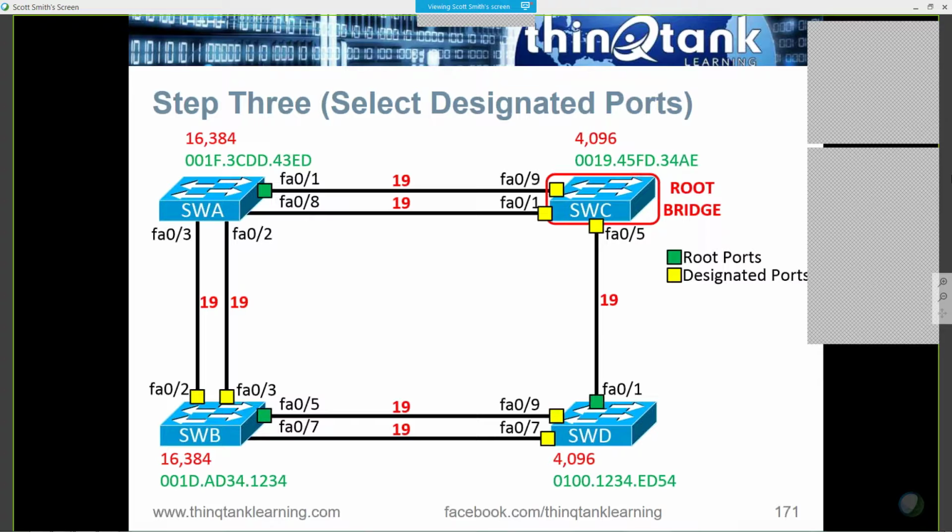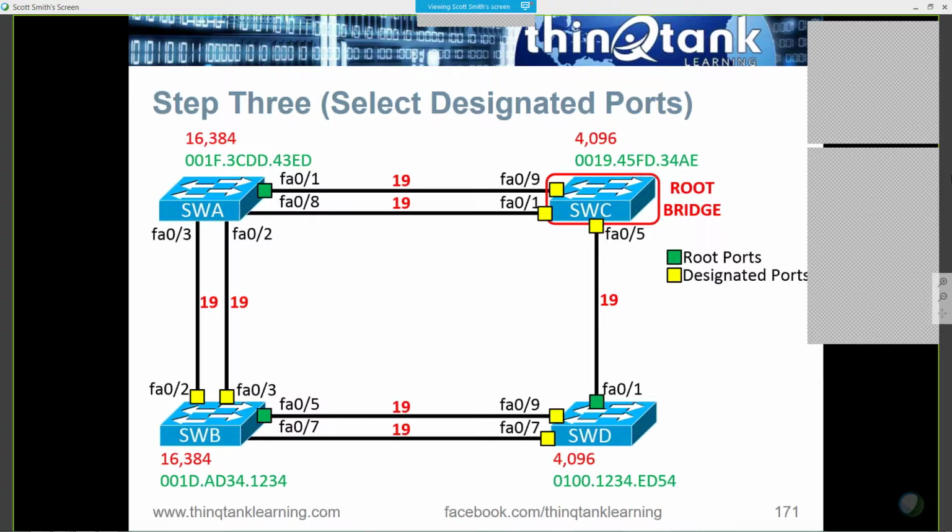Why did port 9 and 7 on switch D become designated? Because the bridge ID on switch D is lower than the bridge ID on switch B. Is the root ever going to lose that? No, the root is never going to lose. So every port on the root is always designated. Every port on my root switch is always designated. Okay?